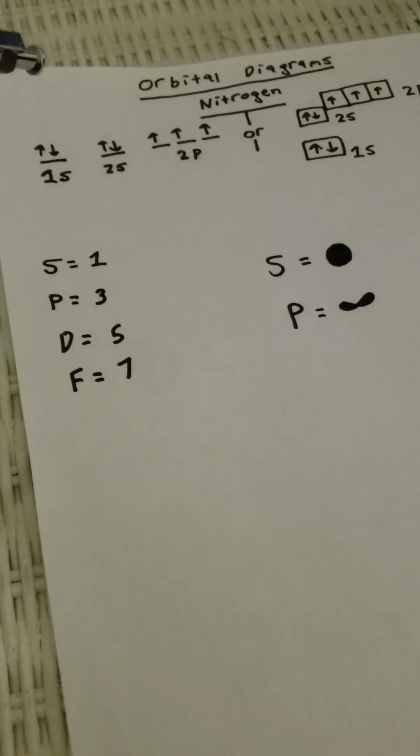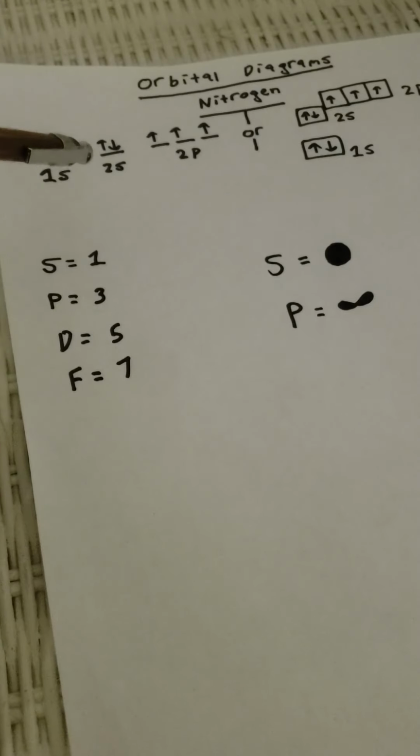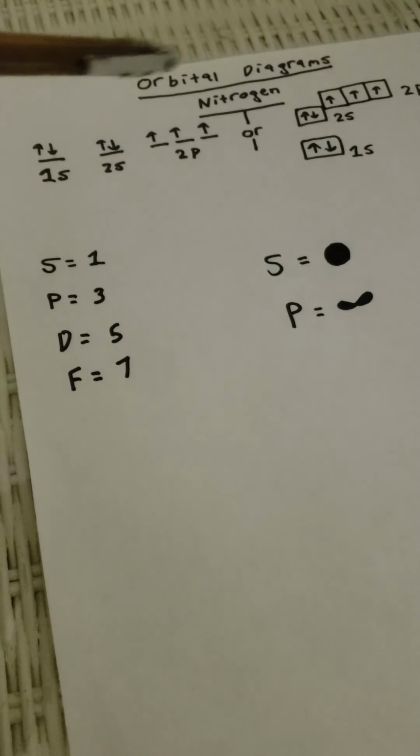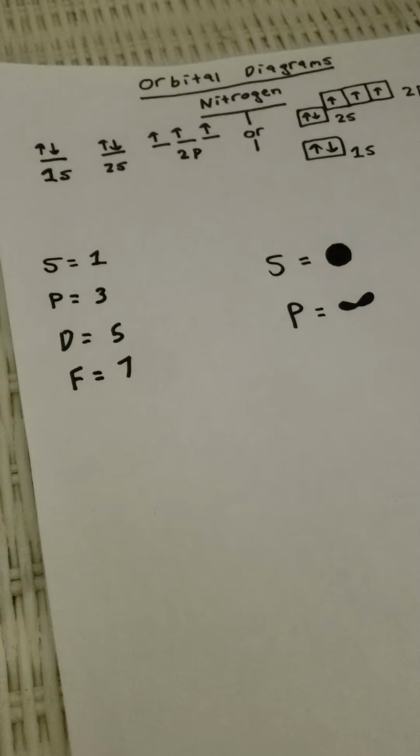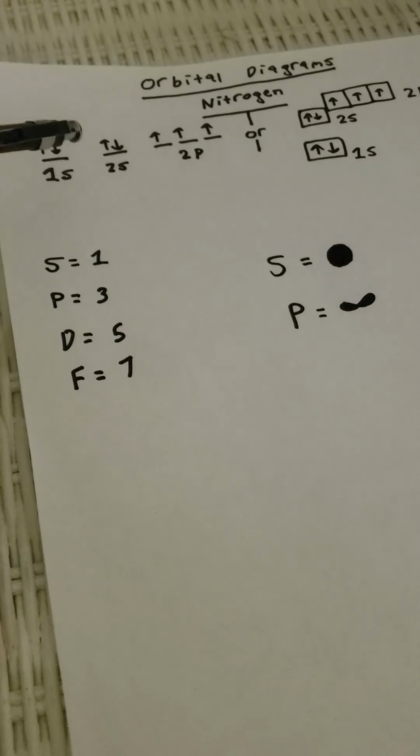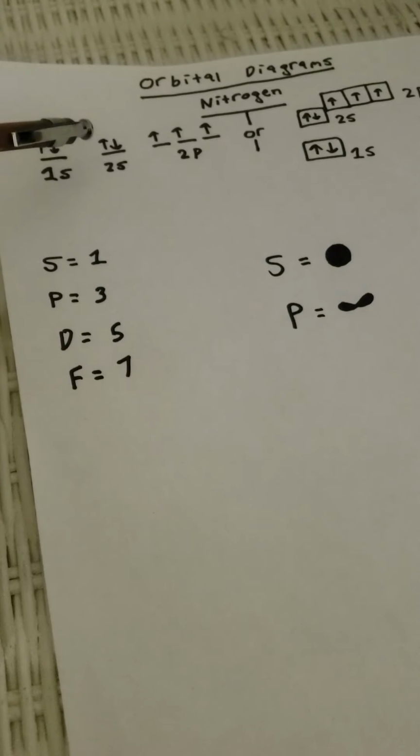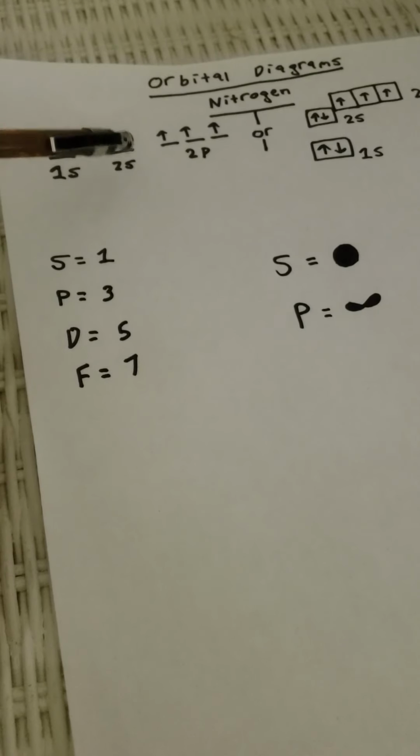There are two ways to write orbital diagrams, this one personally being easier to write than this one. The arrows indicate positive, arrows pointing up, and negative, arrows pointing down.